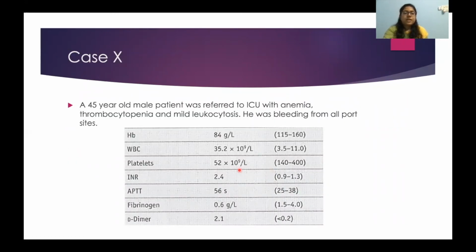Now let's move on to the next case. You have a 45-year-old male patient who was referred to you with anemia and thrombocytopenia, and there was mild leukocytosis. He was bleeding from all port sites. So you did a coagulation parameter. Coagulation came back with a slightly deranged INR. APTT was deranged. Fibrinogen was markedly low and D-dimer was raised. So from these parameters, you can understand that the coagulation defect this patient is having is DIC.